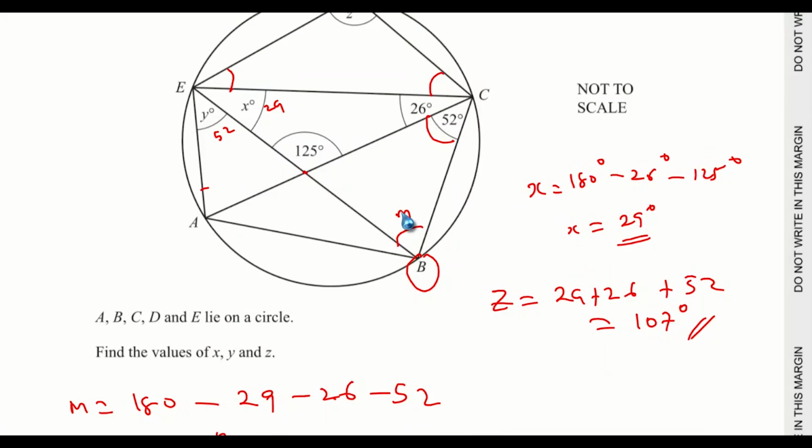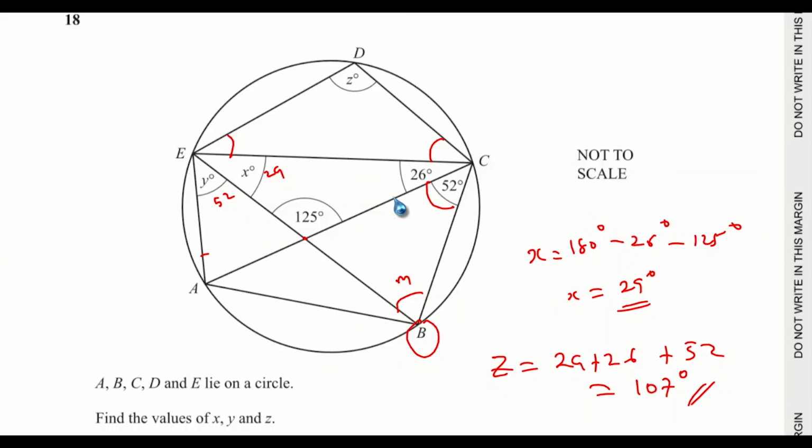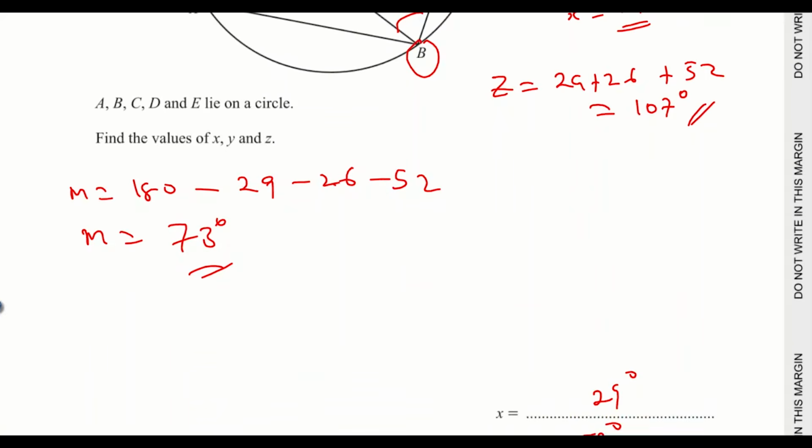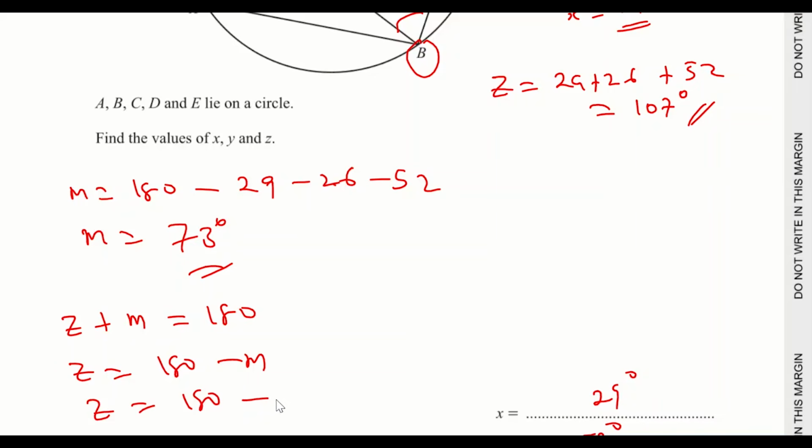So this angle will be 73. Since M is equal to 73, and we know that Z and angle M are supplementary angles, we'll say Z plus M equals 180 degrees, because they are supplementary angles of a cyclic quadrilateral. So Z will be equal to 180 minus M, which is 180 minus 73. That will give you 107 degrees. Once you understand this very well, you can get the value of your Z straight away.